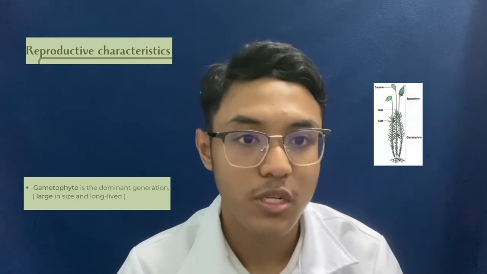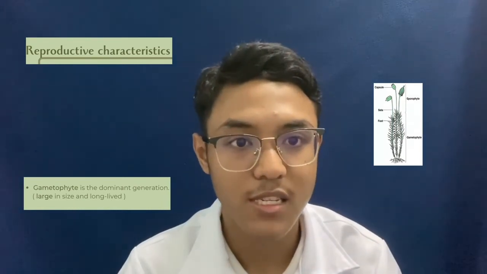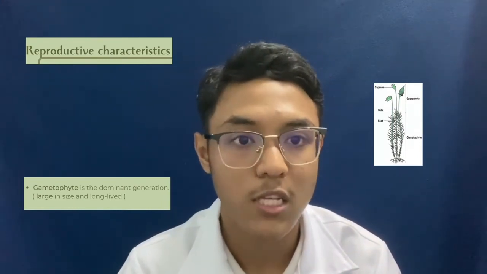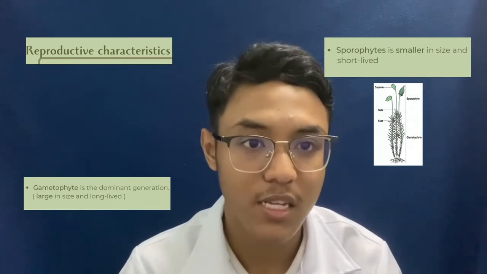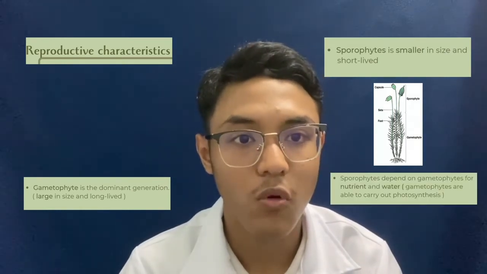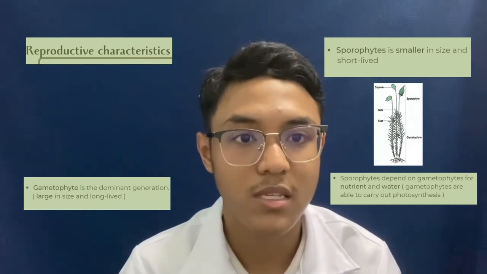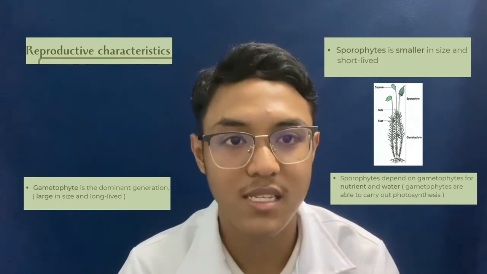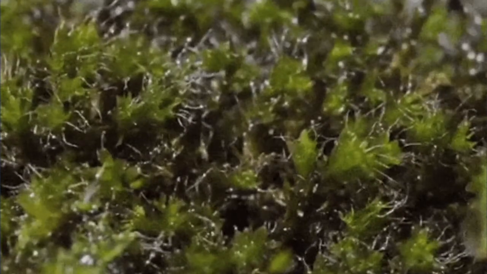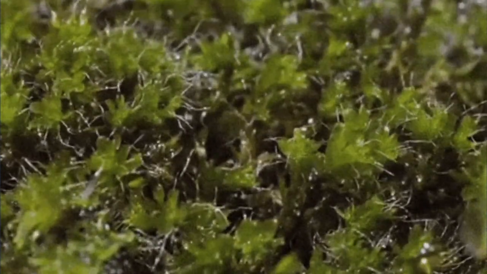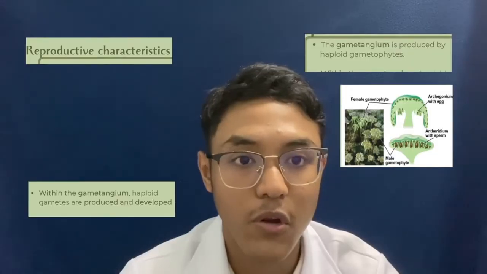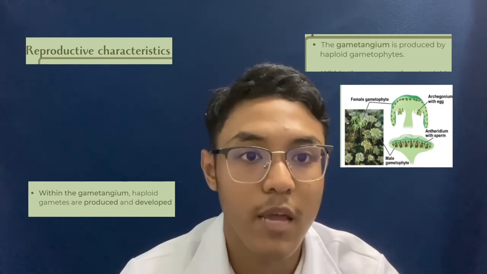Gametophyte is the dominant generation because it is large in size and long-lived, while sporophyte is small in size and short-lived. However, sporophytes depend on gametophytes for nutrients and water because gametophytes can carry out photosynthesis. Gametangia are produced by haploid gametophytes. Haploid gametes are produced and developed within the gametangium.